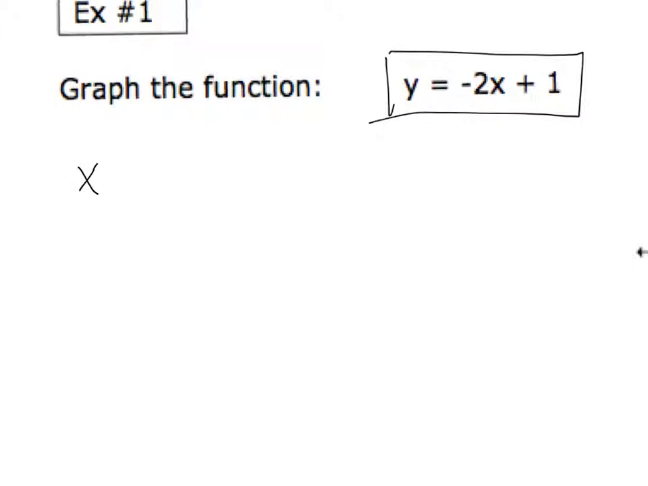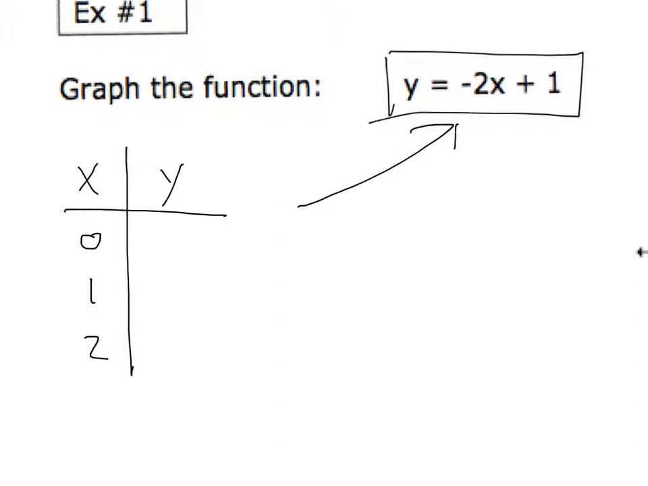So we have an x and a y side. And your x values are always going to be 0, 1, and 2. That makes our math a little bit easier. So what you're going to do is go ahead and plug in those x values into your equation. So wherever you see an x, we're going to plug in a 0.